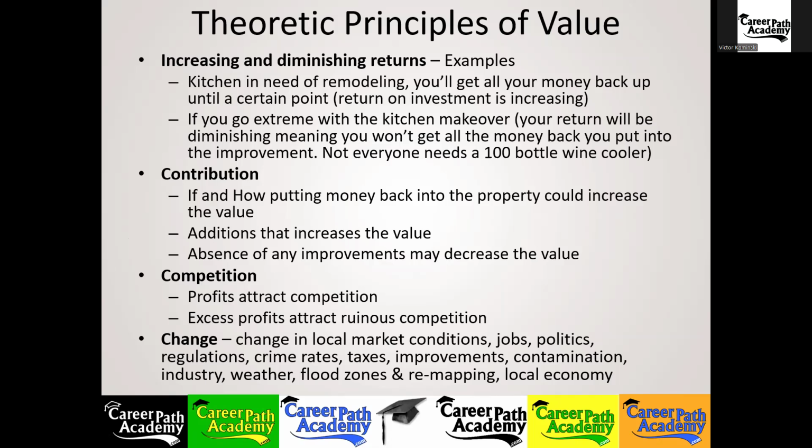And change in market conditions: jobs, political, overregulation by the government, crime rates rising or falling, high taxes, improvements to an area or contamination in an area, the local industry, weather, flood zones and the remapping of the flood zones, and the local economy. These things all can affect the value of the real estate in the area. I mean, just look at what's going on in New York City right now.